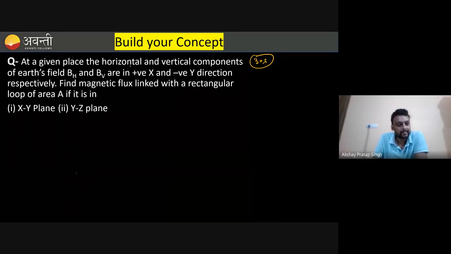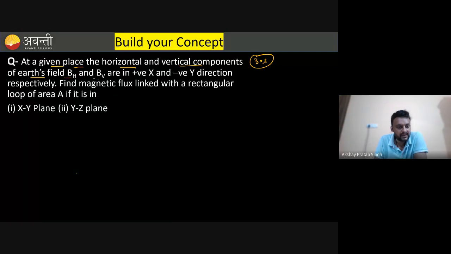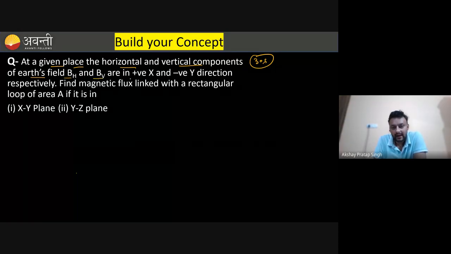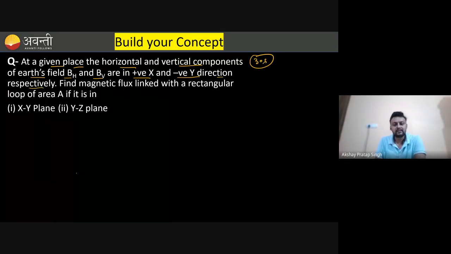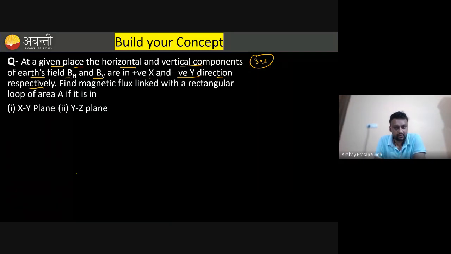The question says that at a given place, the horizontal and vertical components of Earth's field are BH and BV, and the direction is in the positive X and negative Y direction respectively. That means the horizontal component BH is in the positive X direction.